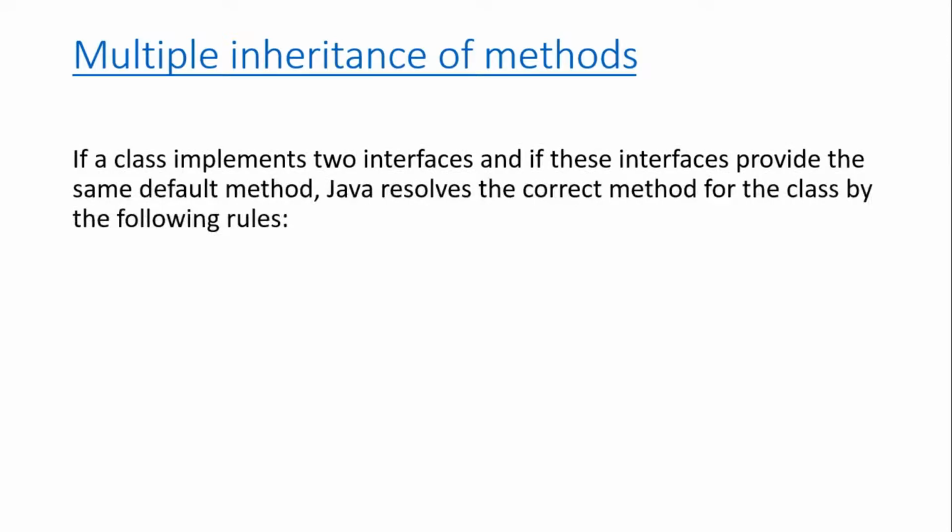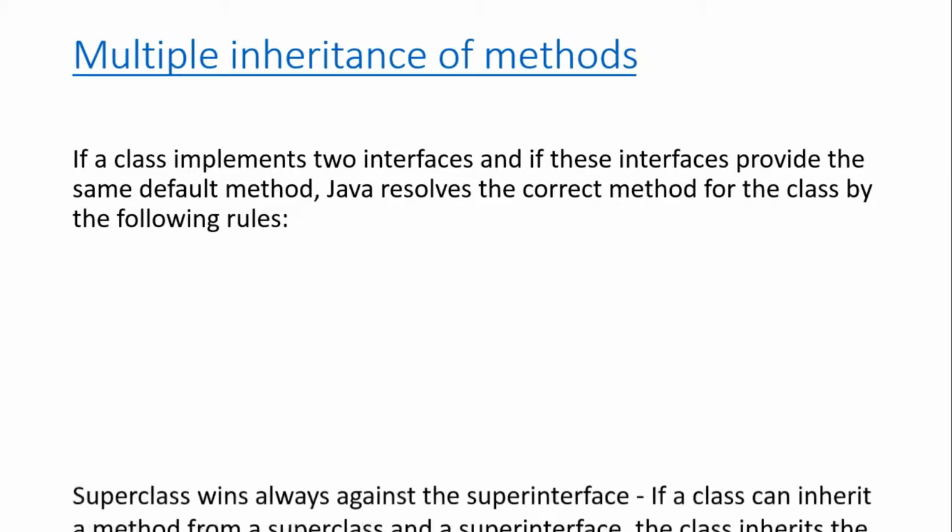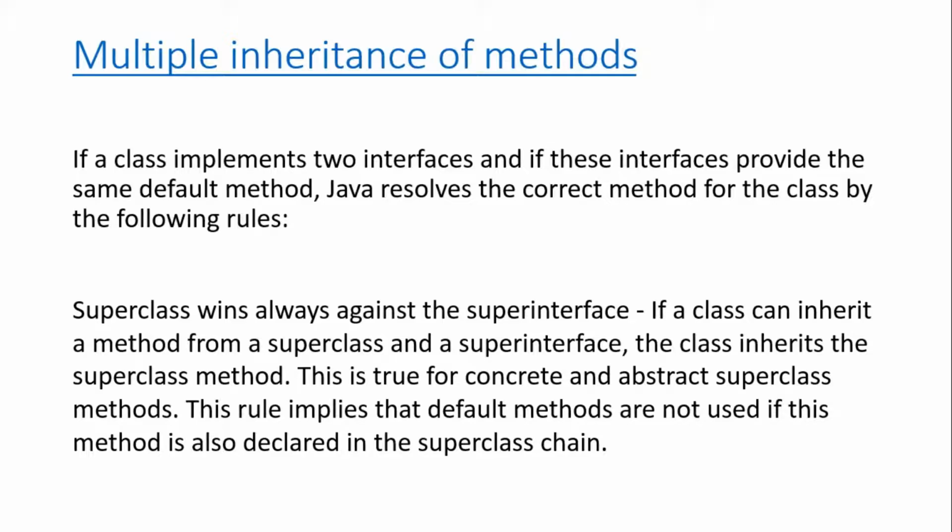Multiple inheritance of methods. If a class implements two interfaces and if these interfaces provide the same default method, Java resolves the correct method for the class by the following rules. Superclass always wins against the super interface. If a class can inherit a method from a superclass and a super interface, the class inherits the superclass method. This is true for concrete and abstract superclass methods. This rule implies that default methods are not used if this method is also declared in the superclass chain.